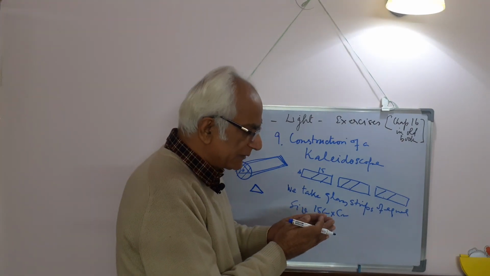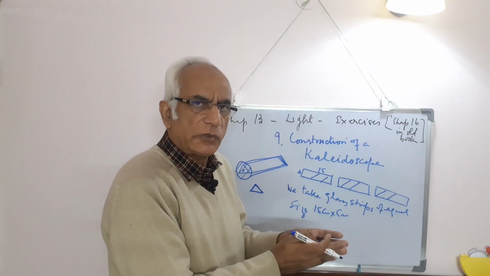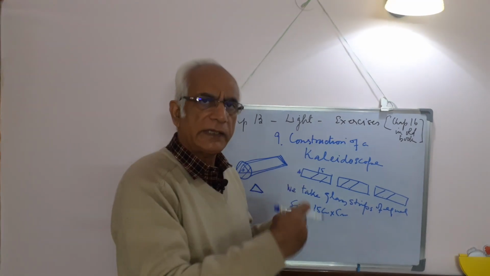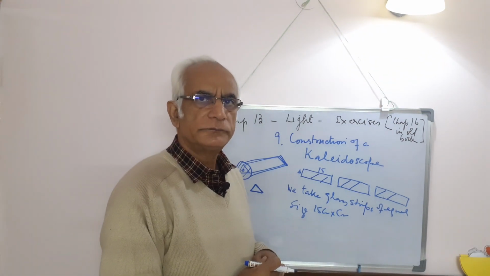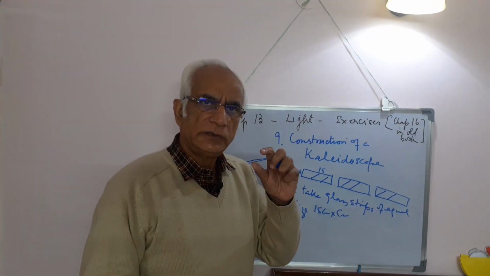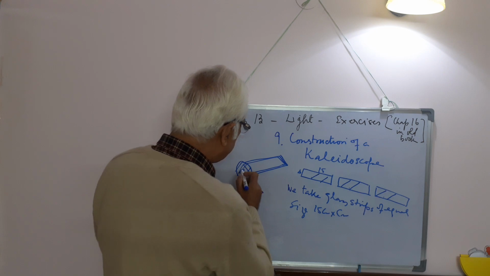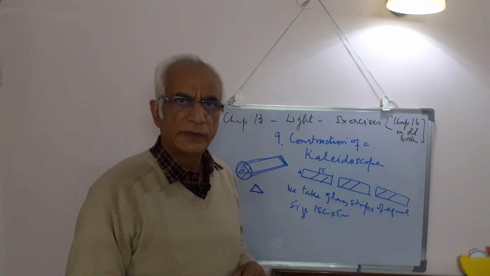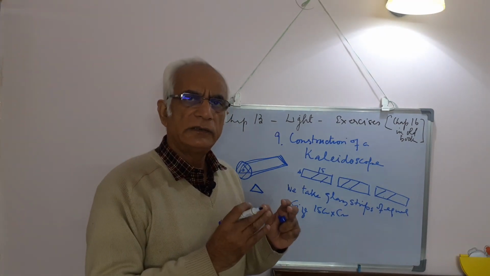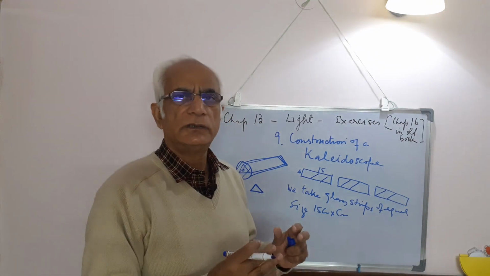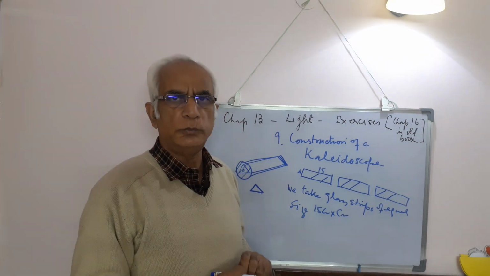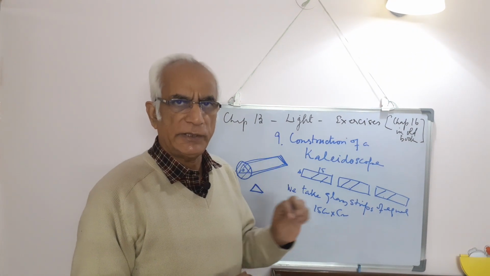Then we put this prism made of 3 glass strips into a cardboard tube, or we cover it with thick chart paper. On one side, we'll put a cardboard disc with a hole in it. Through that hole, we will look into the kaleidoscope. And we will cover that cardboard disc with a transparent sheet of plastic, so that the cardboard disc will remain fixed to the tube and it will not get damaged.